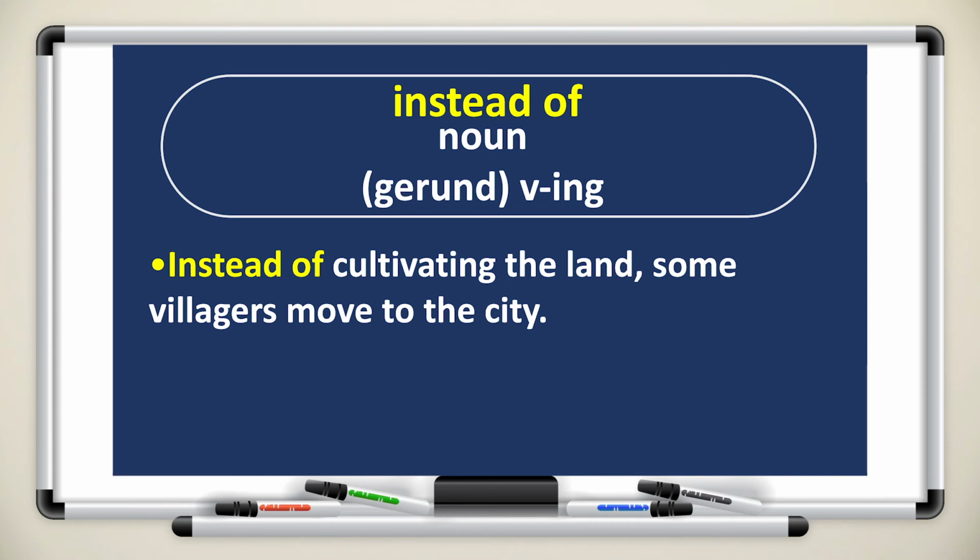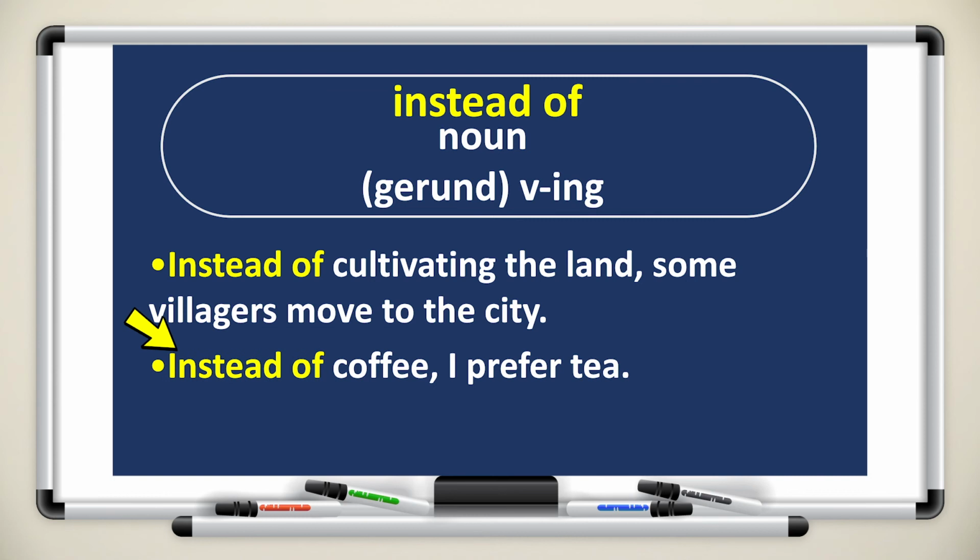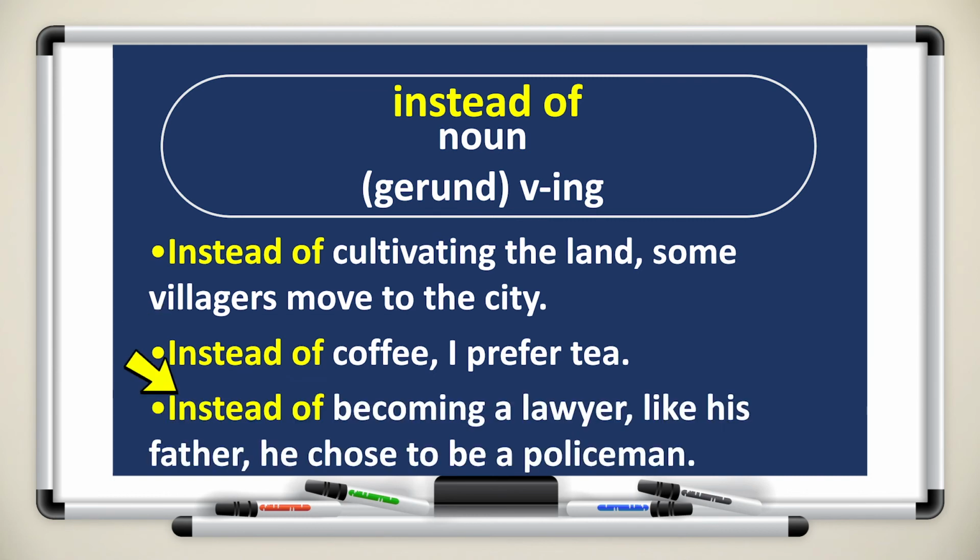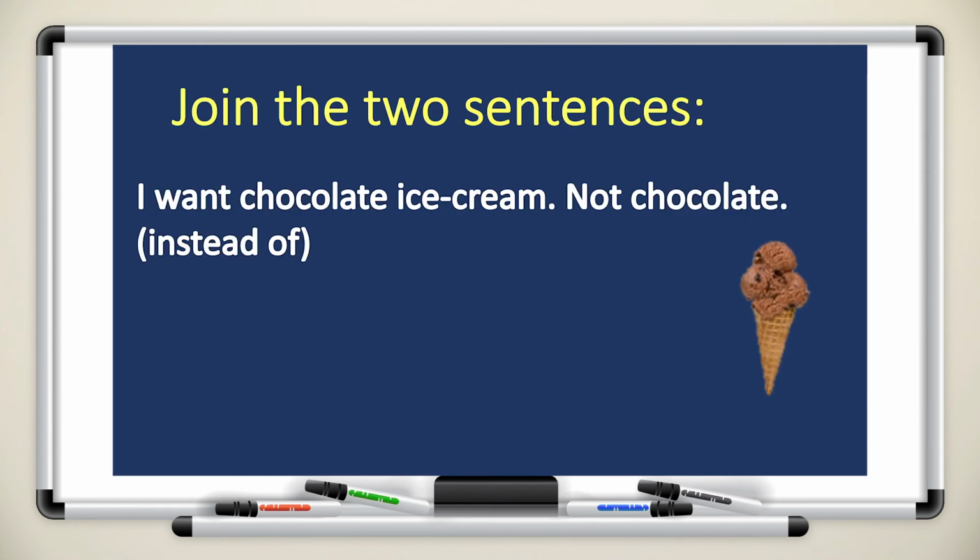I can also add a noun after it by saying, instead of coffee, I prefer tea. Or, instead of becoming a lawyer, like his father, he chose to be a policeman. Very simple. Let's see you apply it here with the sentences in front of you.